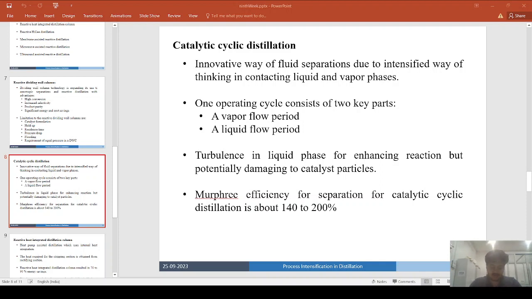Another challenge is obtaining good mixing. Mixing is anyway a very big issue in the entire chemical industry. Actually, the heart of chemical engineering lies in mixing. How well can you mix? That is the idea.